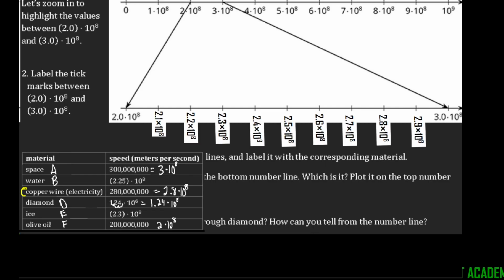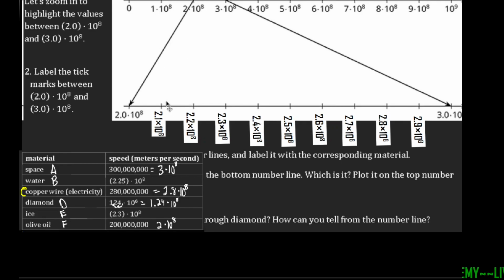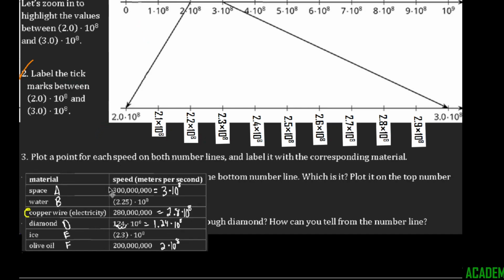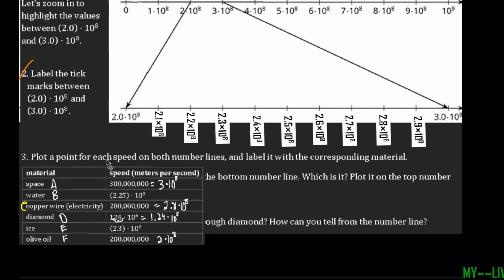So once you have those tick marks labeled, again, you can write them vertically like this, where they're going a little bit sideways, or you can write them how you normally would write. Either way works. But you want to make sure that you label those first. And so we labeled our tick marks, so that one's done. And now we can say, okay, when you are looking at number 3, it says plot a point for each speed on both number lines and label with the corresponding material. So what you can do is we can just use those letters A through F, and we're going to place them on this number line.